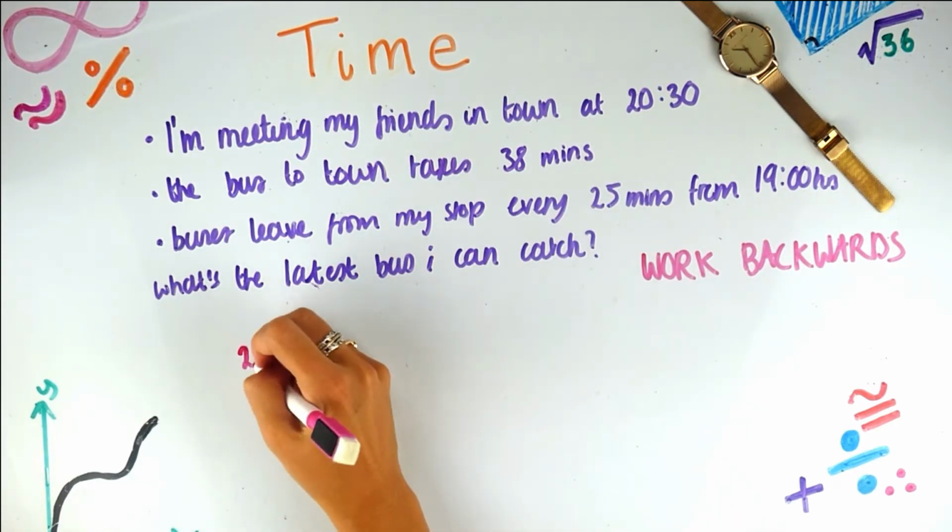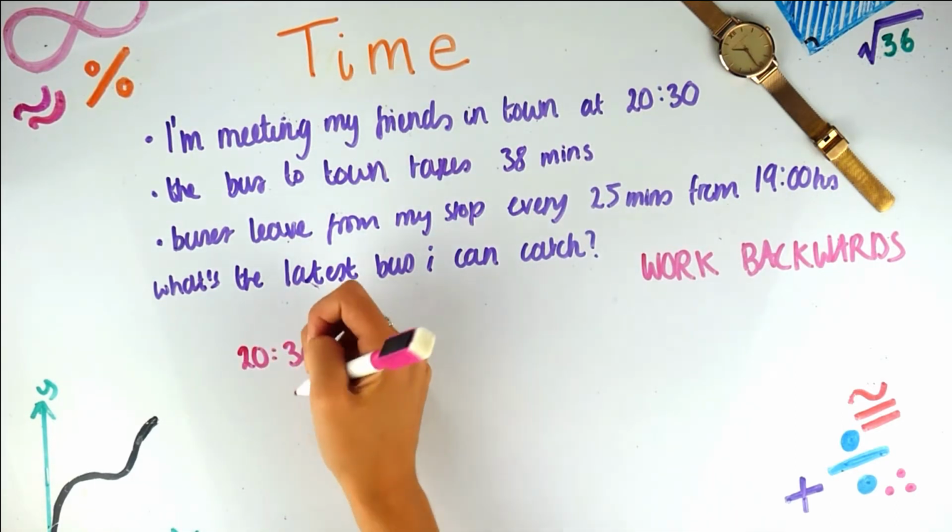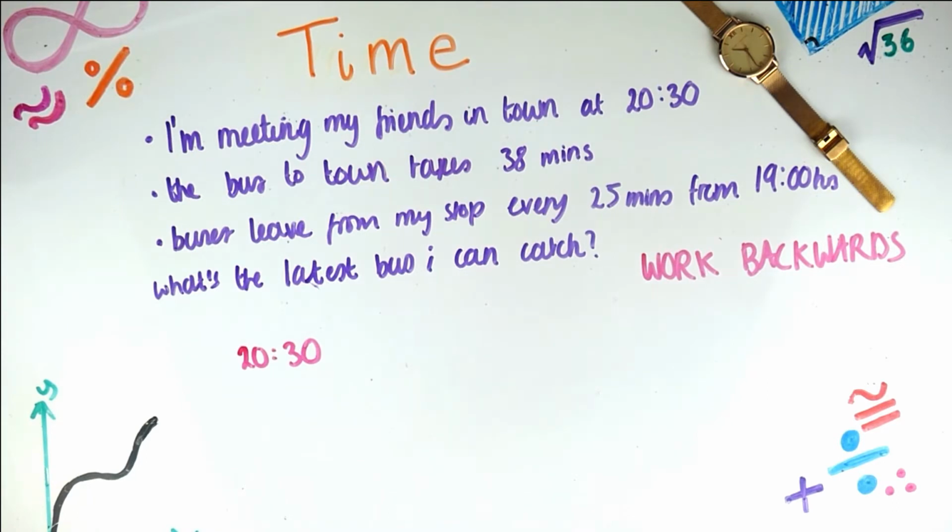I need to be in town for 8:30, and it takes 38 minutes to get to town. So what is the latest bus I could catch if there was one literally just put on for me? Like if it was just me on the bus and I could just arrange it like that. Basically a taxi is what I'm describing. So it takes 38 minutes.